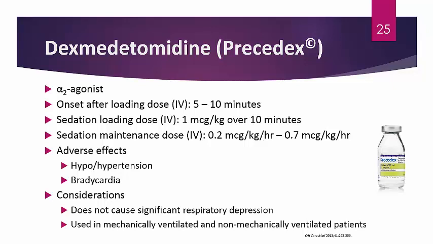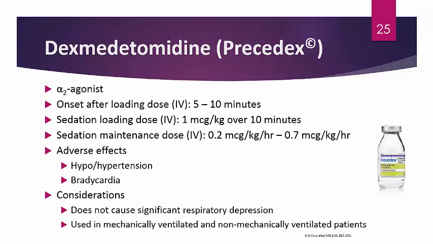Adverse effects that can occur as a result of dexmedetomidine are that it can cause hypotension, like many of the other sedatives, or it can actually initially cause hypertension, particularly with the bolus doses, and usually this is a compensation response. Dexmedetomidine can also cause bradycardia.